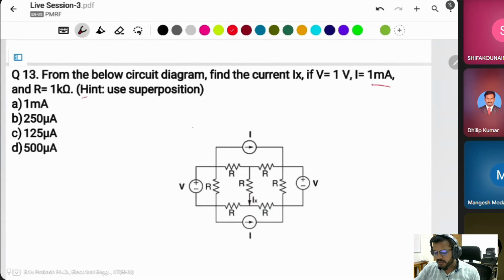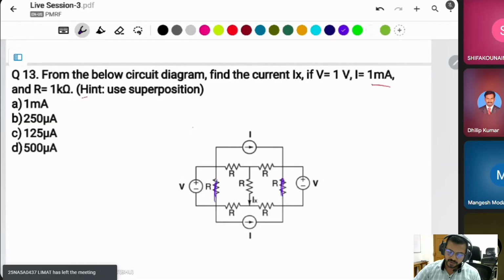You can't apply the Wheatstone bridge, because there is also a resistor here. In this case, if there is no resistor, this is short circuited, then you can simply apply it.